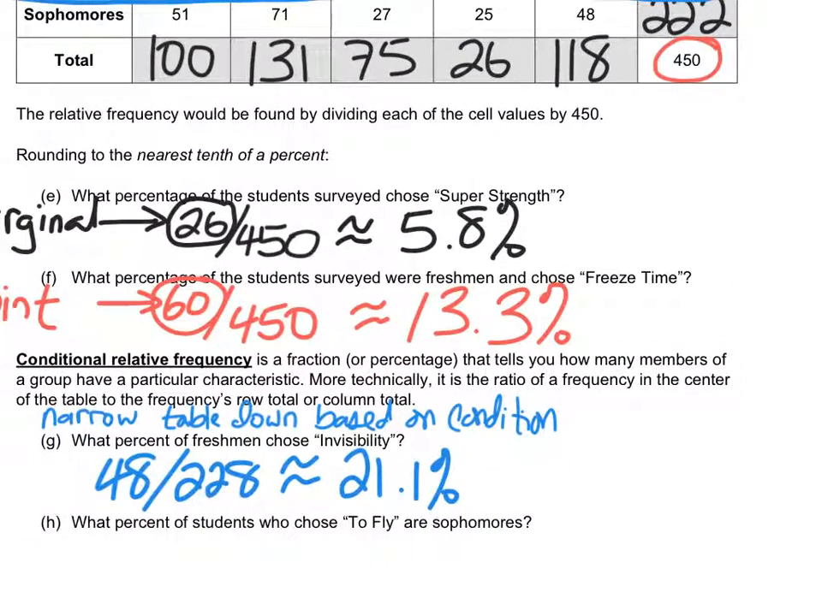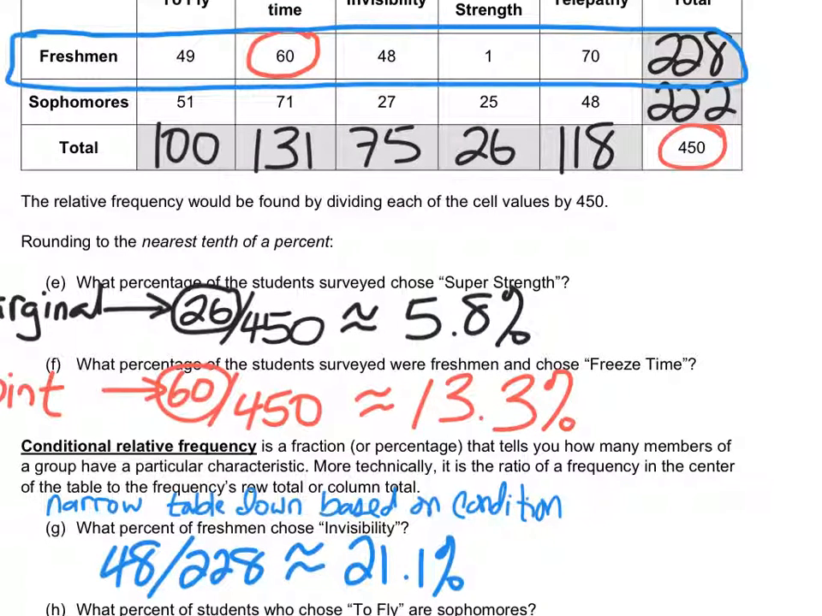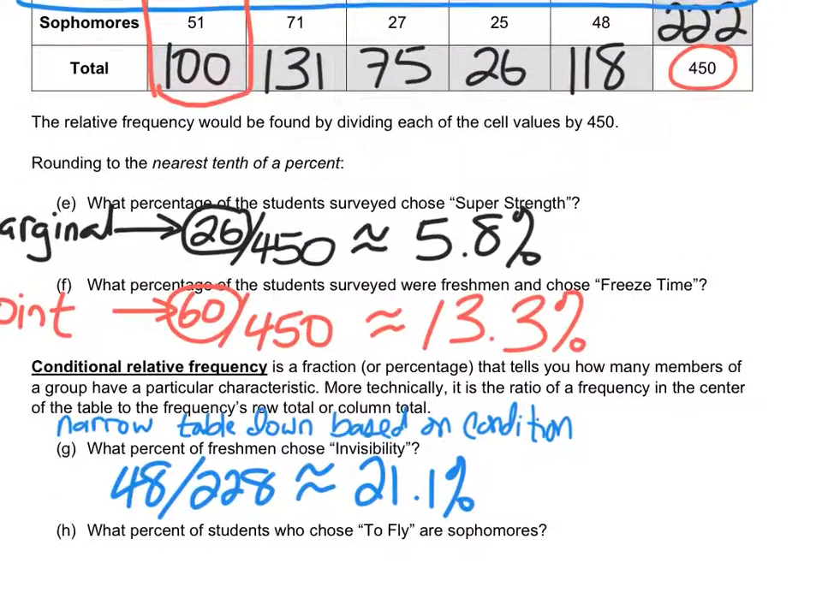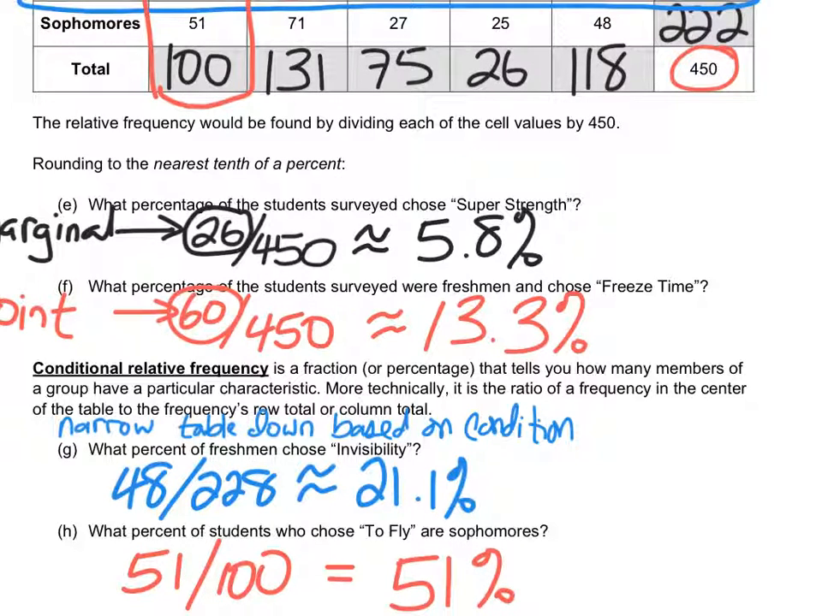What percent of students who chose to fly are sophomores? All right. So now what we're doing is we're looking at a condition where that condition is individuals who chose to fly. So how many of those were sophomores? 51. So 51 out of 100, that's actually just equal to 51%. Because out of 100 is the definition of percent, right? Per cent. Century. Yeah. Okay.